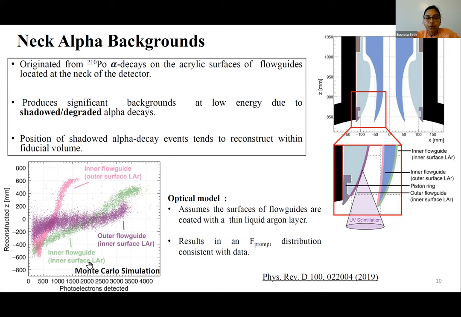But we have a very good optical model in which we assume the surface of the flow guide is coated with a thin liquid argon layer. And using that model, we also reconstruct the Fprompt distribution from Monte Carlo, which is very consistent with our data.